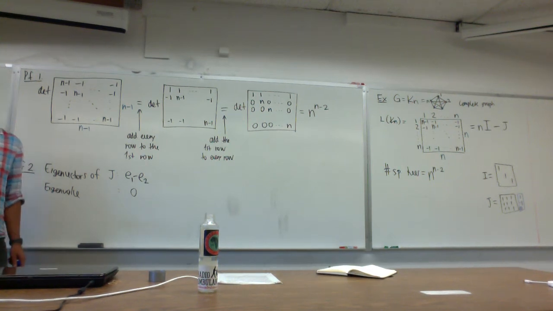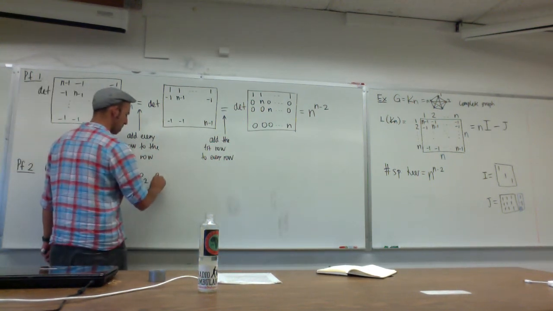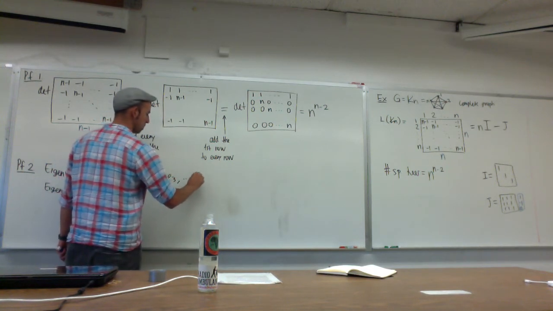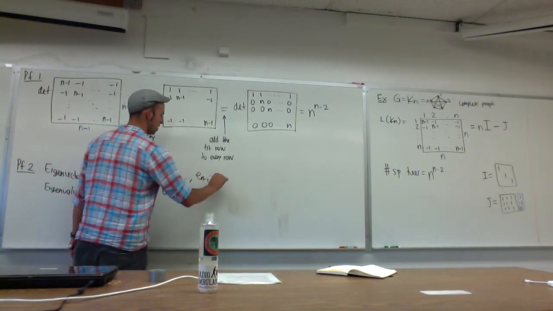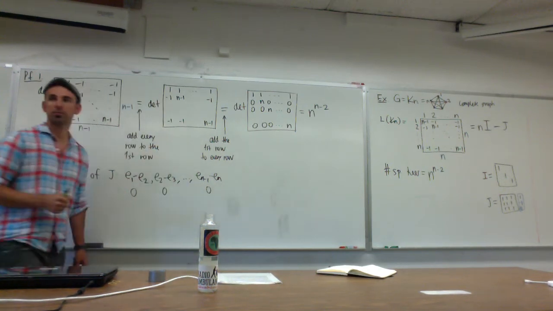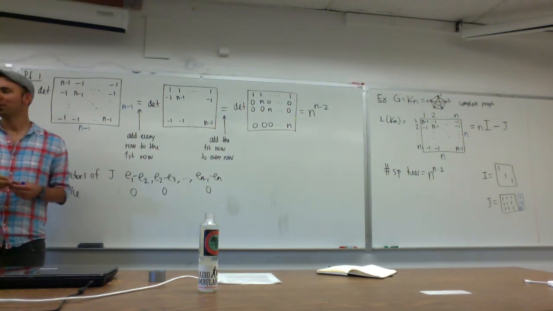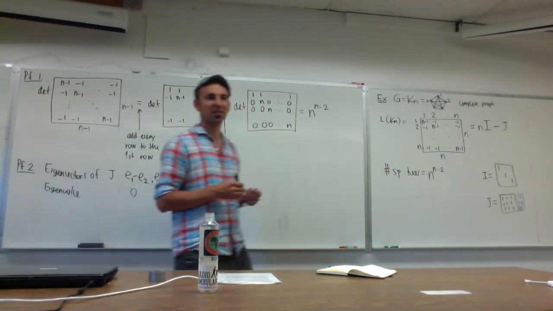And just like E1 minus E2 works, also E2 minus E3 works. That also has eigenvalue 0. Up to E(n-1) minus En, that also has eigenvalue 0. So we're almost there. We have n minus 1 eigenvectors. They're clearly linearly independent. Can you find the last eigenvector? Does anybody see it?